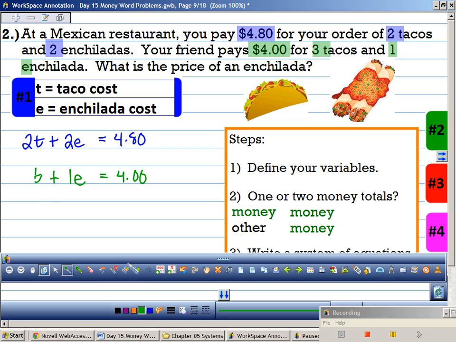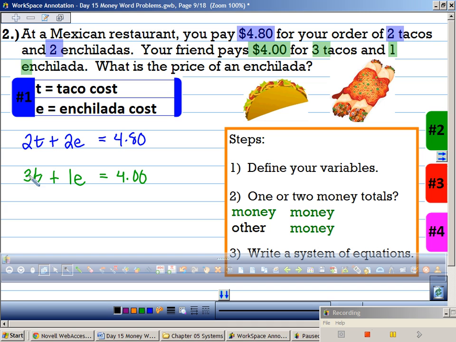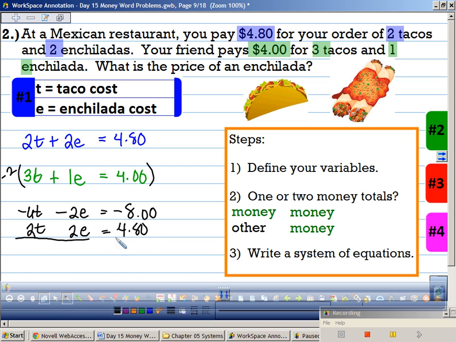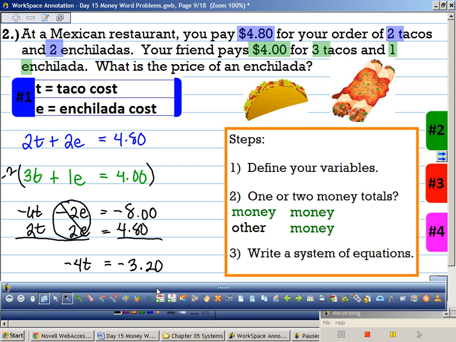So, first of all, let me clean that up really quick. That's 3 tacos. Okay, so if I were to multiply the whole bottom equation by -2, then I would get -6t minus 2E equals negative $8. If I were to combine that with that first equation, what would I get? Let's see. These go away. Negative 6t plus 2t makes negative 4t. What's $8 minus 480? $3.20, right?